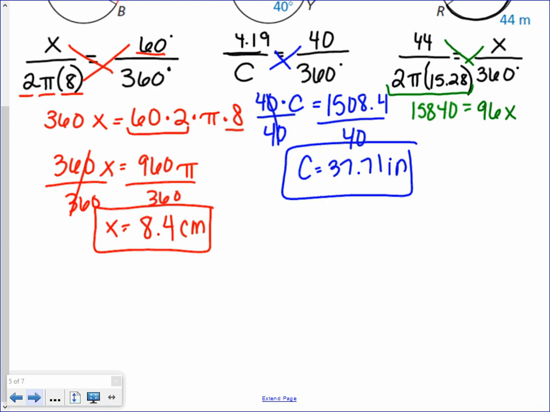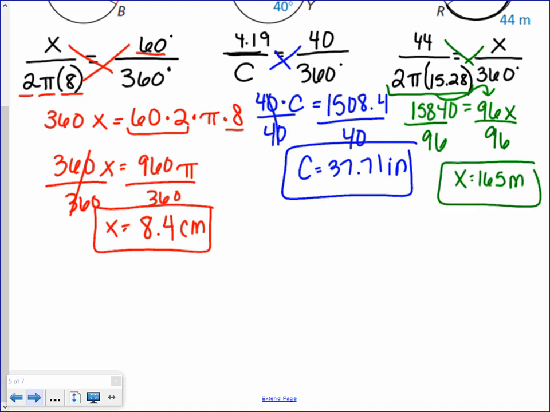That's where the X goes. This is where 96 came from just now: 2 times pi times 15.28. Then to get x by itself, divide by 96. And we get 165. That is circumference, so that's a unit of length. No, we're looking for arc measure. Sorry, degrees.